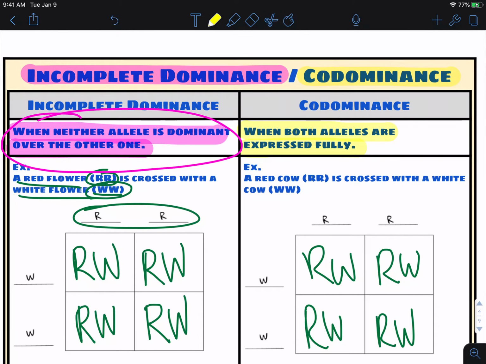Now with codominance you have when both are expressed fully. So that would be like when you have a white cow and you have a red cow and you end up with this white cow with red polka dots, or what we would call a roan cattle. Okay, so it's where you see both things.